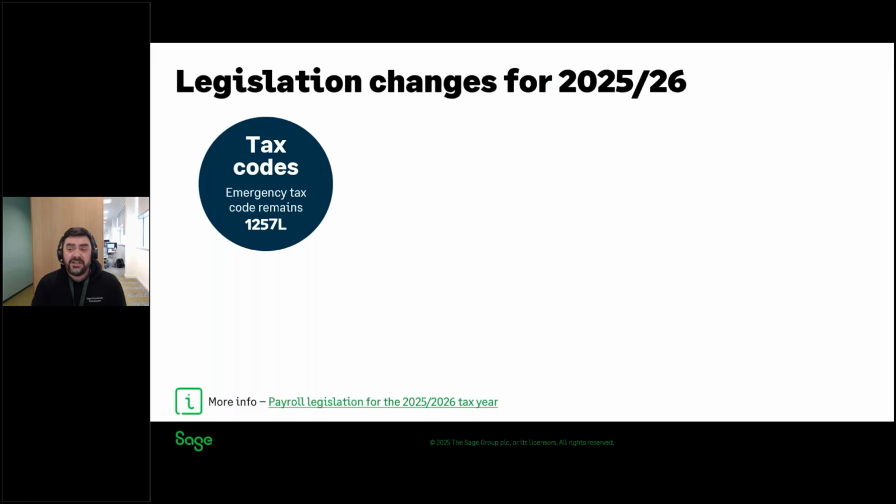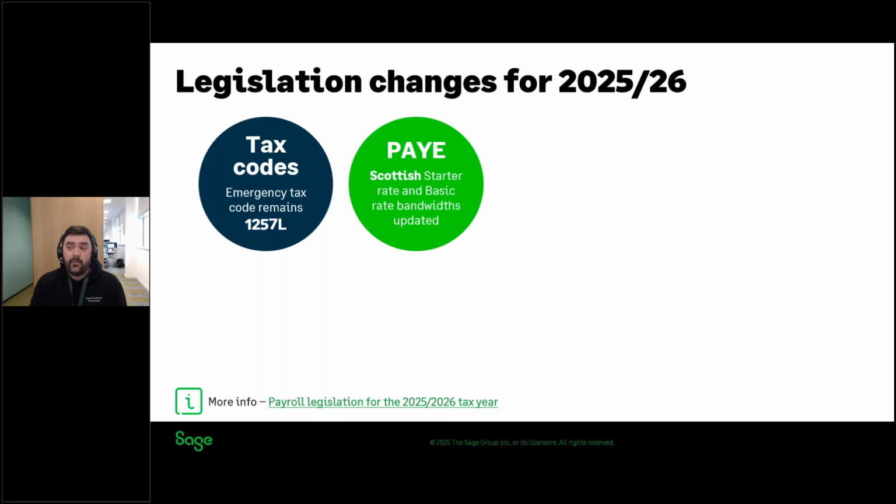First of all, in relation to tax codes, there was no uplift to the tax codes because the personal allowance remains frozen, and that means the emergency tax code remains at 1257L. For the other PAYE legislation, there are no changes to rates and bands in England, Wales and Northern Ireland, but there are some minor changes to the starter rate and basic rate bandwidths in Scotland. All of those legislation changes are built in to version 31, so there's nothing you need to do. For awareness, there are some changes to those bands.